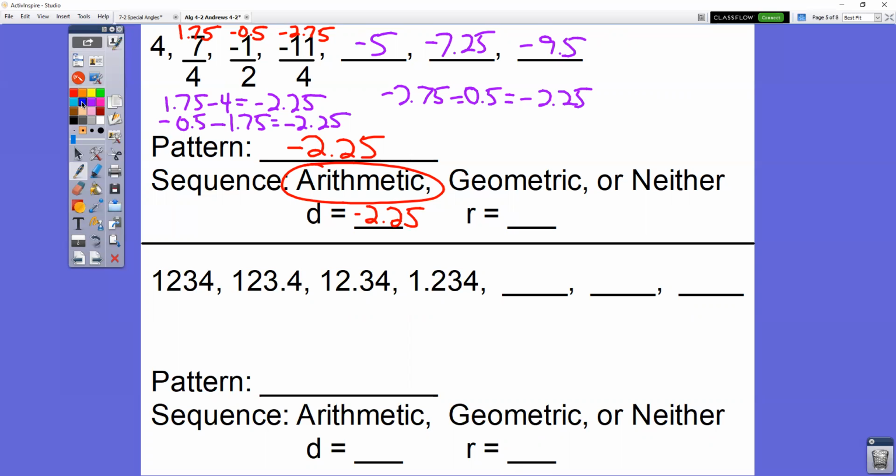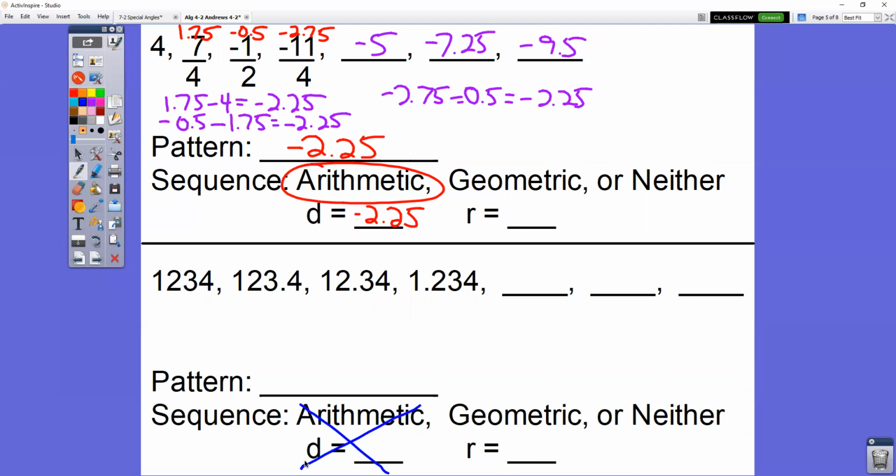So this next one looks a little bit tricky. I see that I'm going from 1,234 to 123 to 12 to 1. So clearly it's not going to be arithmetic because I'm not adding or subtracting by the same number each time. So the next thing that I would try is geometric.